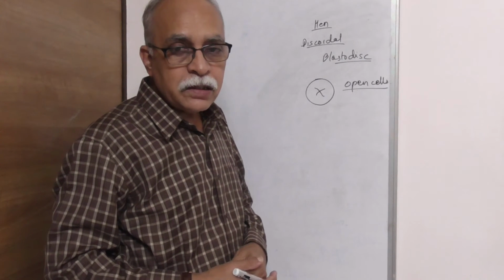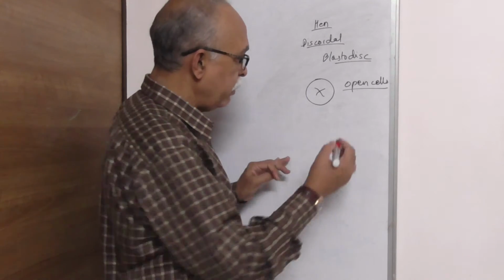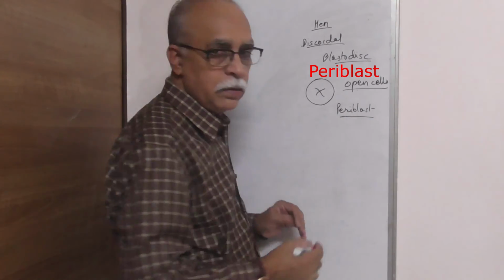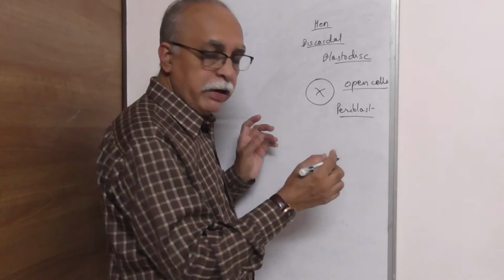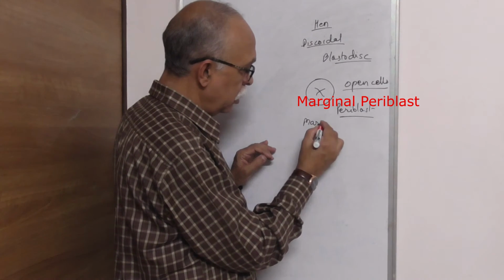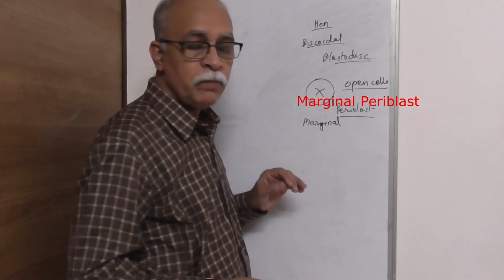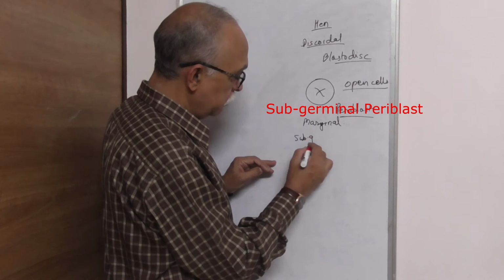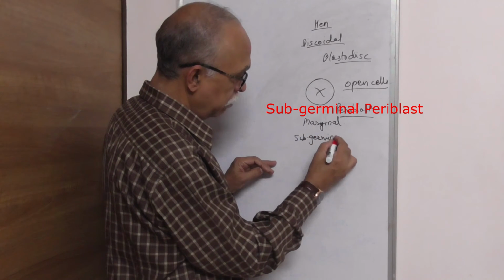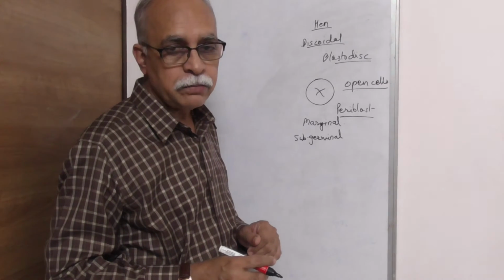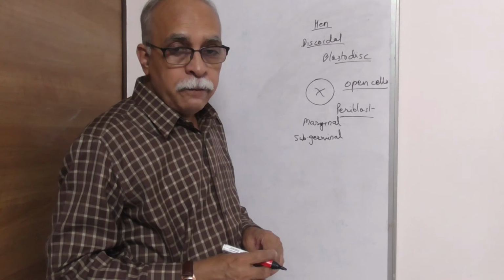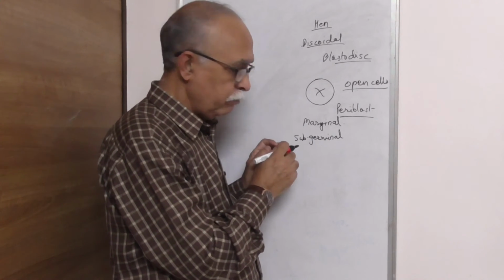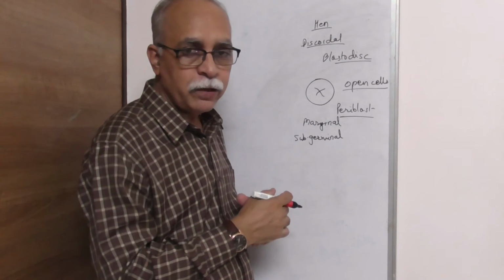These open cells would in due course of time give rise to something called a periblast. Some of them would form the covering, they would become marginal periblast cells, and some would grow into the embryo, they would become subgerminal periblast. 5 to 6 layers of these cells will be found in due course of time, subgerminal and marginal for that matter.